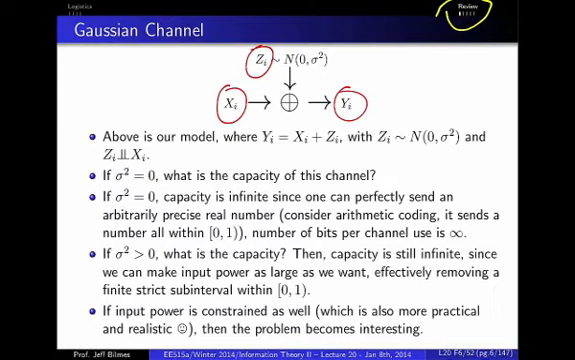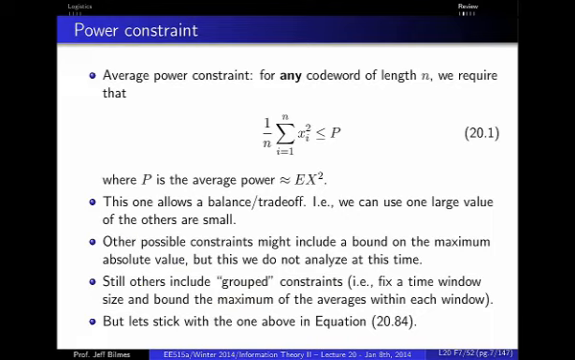We saw last time that if the noise power, sigma squared, is 0, then the capacity is clearly infinite, because we can send any real number, and any real number can be infinitely long. Similarly, even if the noise power is greater than 0, we can send effectively any real number, because we can make the signal power unboundedly large. So it only makes practical and mathematically interesting sense to put a power constraint on the input, which is what we did.